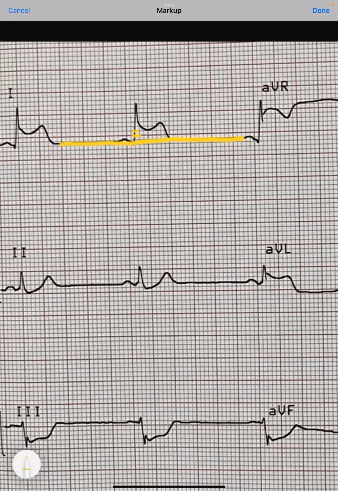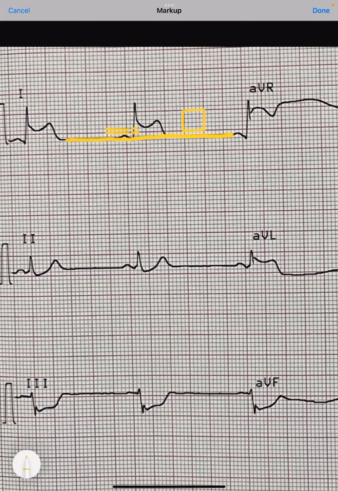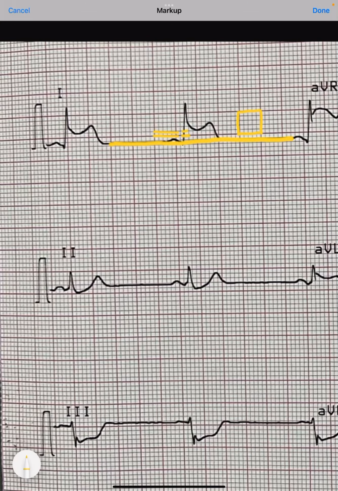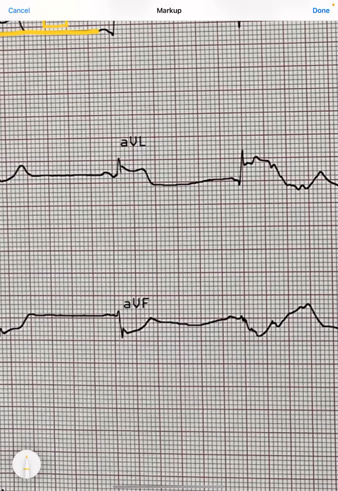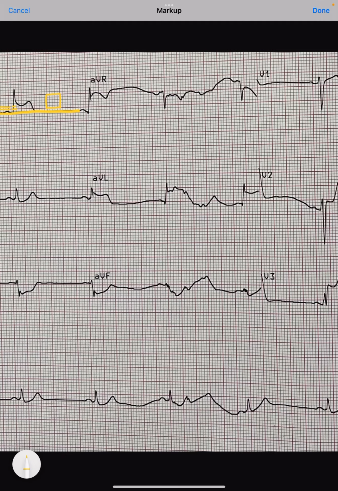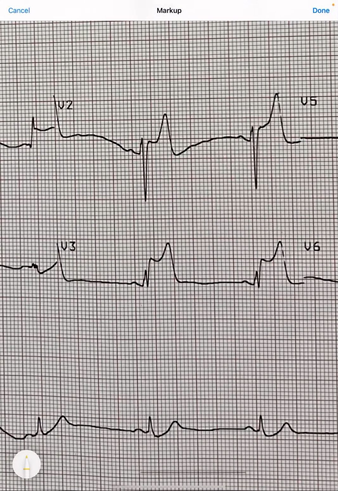We can make this out very nicely because this is a 1 millimeter box and this is 1 more millimeter box. We know each large box is 5 millimeter by 5 millimeter, and each small box is 1 millimeter. The same applies in this area also. This is the baseline, this is 1 millimeter and this is 2 millimeter. So this is 2 millimeter ST elevation in lead 1. The same is in lead AVL, but it is slightly difficult to understand in AVL, so I won't give an example of it.